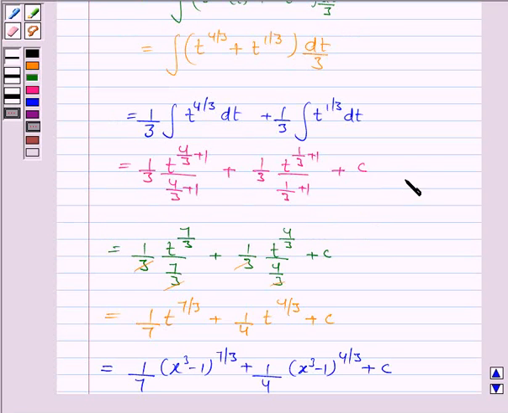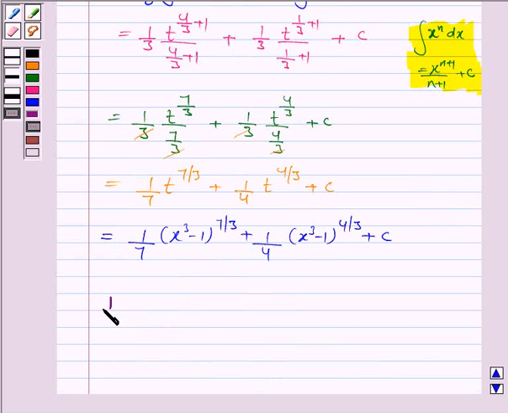And here we have used the formula for the integration of x to the power n dx, which is equal to x to the power n plus 1 upon n plus 1 plus c. Hence, the integral of the given function is 1 by 7 into (x cubed minus 1) whole to the power 7 by 3 plus 1 by 4 into (x cubed minus 1) whole to the power 4 by 3 plus c.